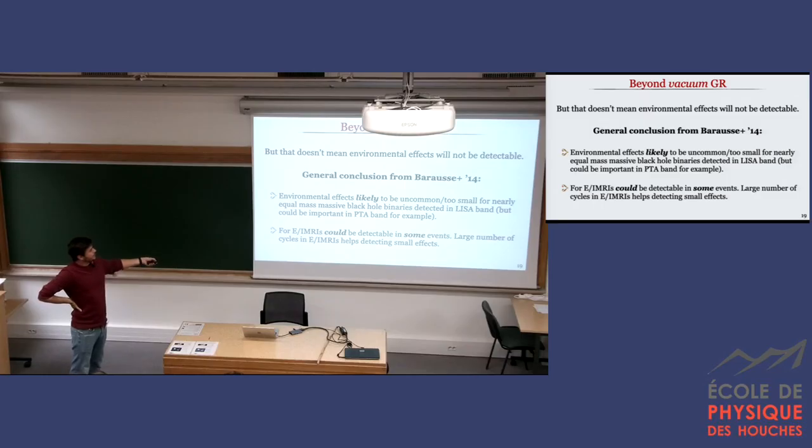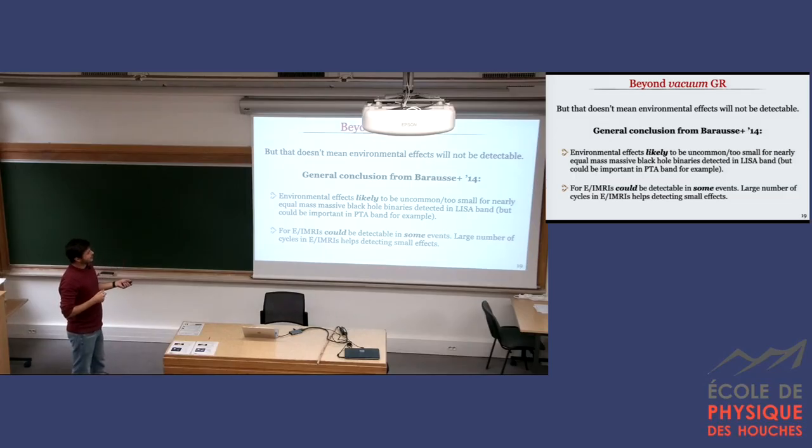That said, the case where environmental effects might be much more important and could be detectable in some events is EMRIs, and also IMRIs. IMRIs here means basically something that is not extreme mass ratio, not 10 to the minus 5, but let's say 10 to the minus 2. Sometimes there's this distinction between the two cases, but it basically means something with a very small mass ratio.